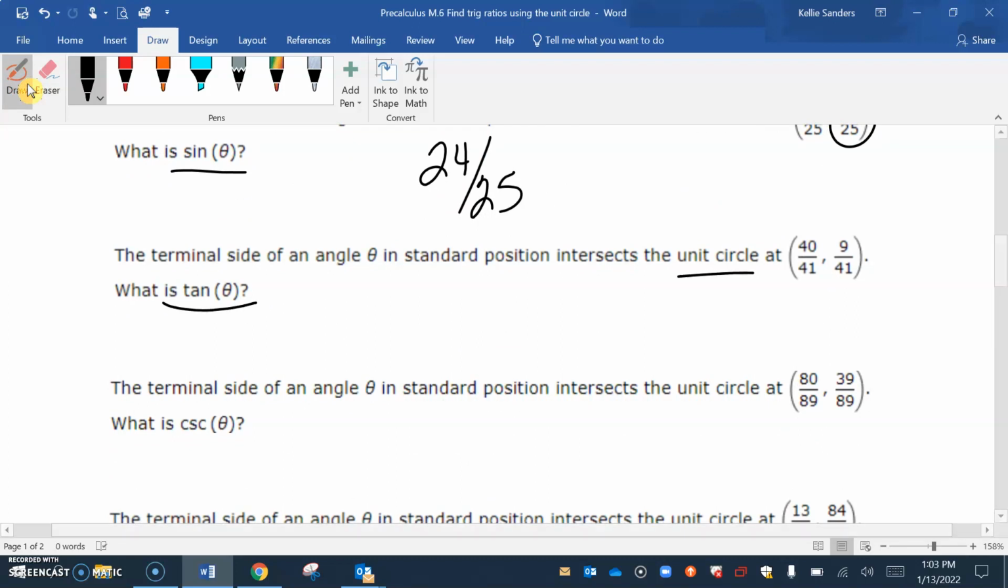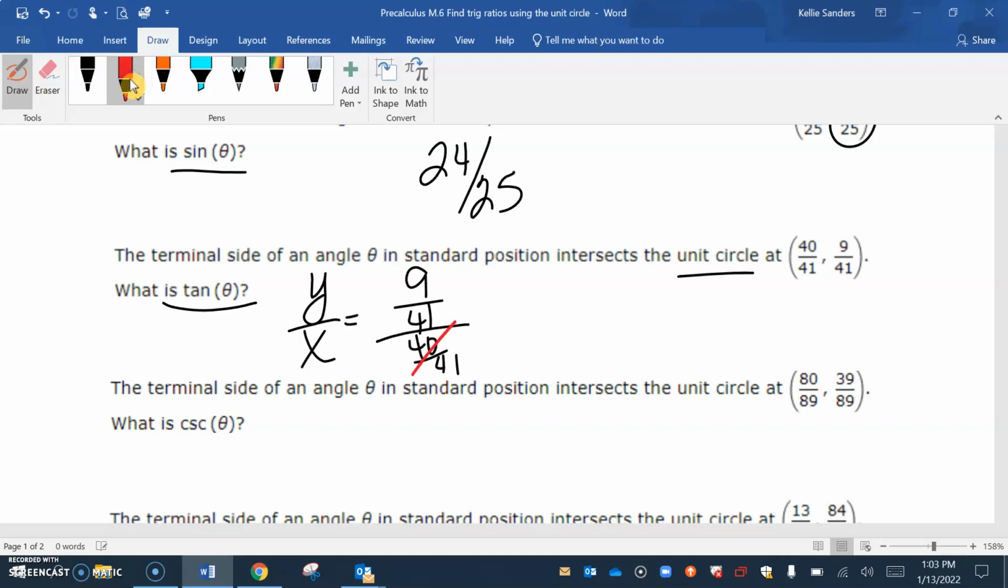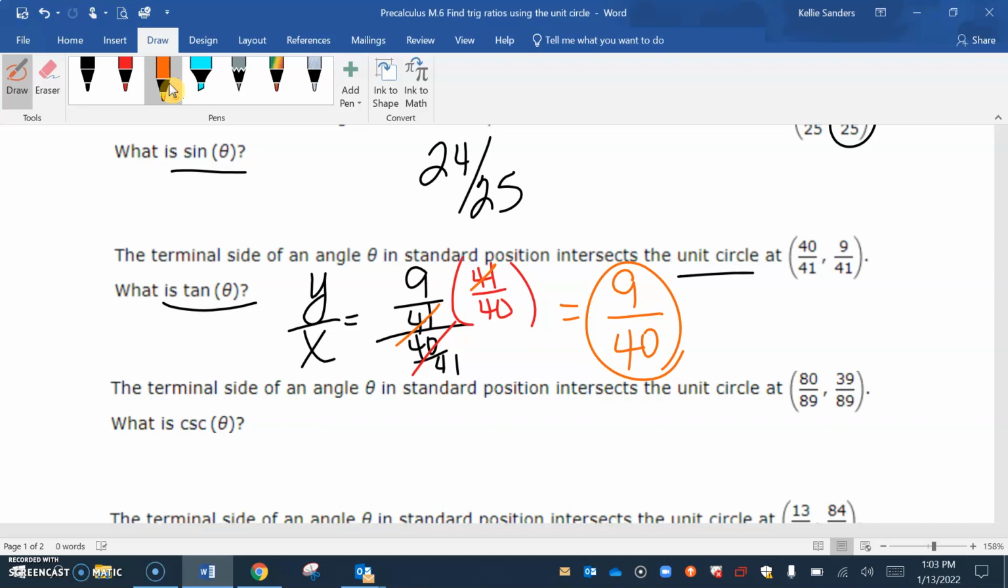Tangent. Okay, so tangent is y over x, and that's 56 over 65 over 33 over 65. And what happens if you have a fraction over a fraction? You flip the bottom one and take it to the top. Well, those are going to cancel out. So you have 56 over 33.